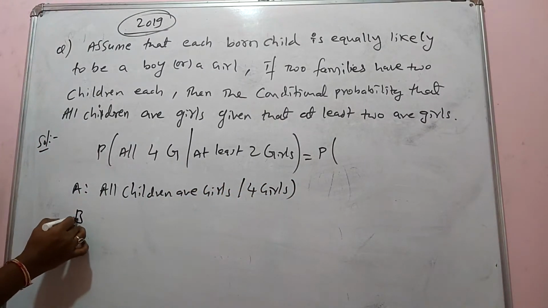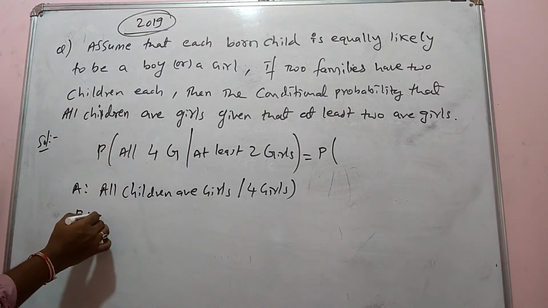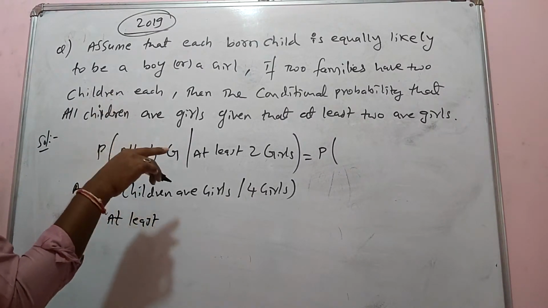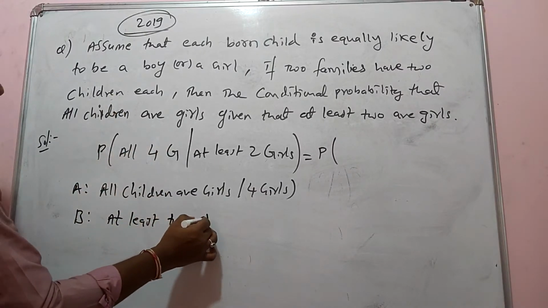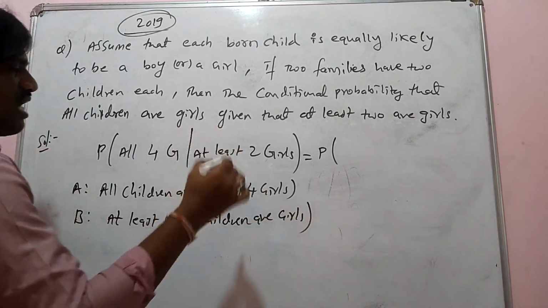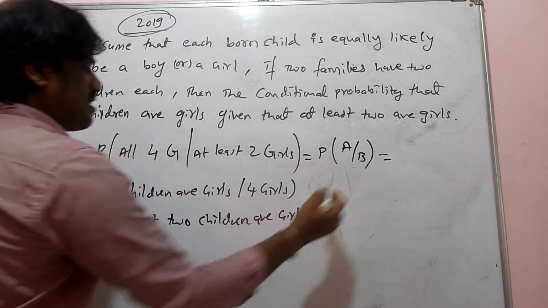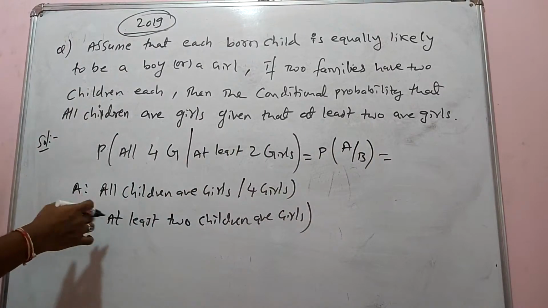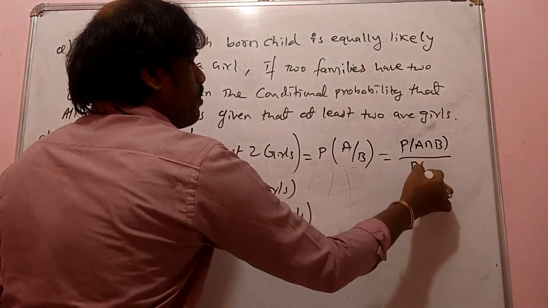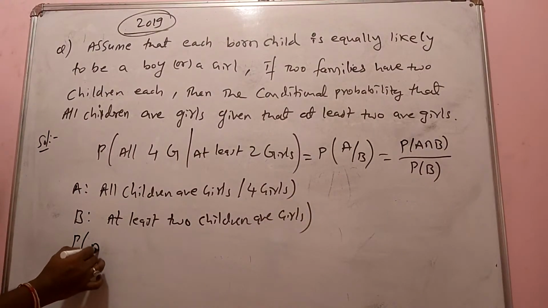And let us consider another event B, that is at least 2 children are girls. So probability of A when B already happened is asked. The formula is probability of A intersection B divided by probability of B.